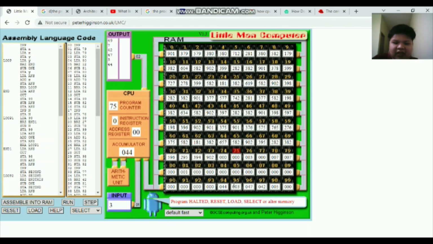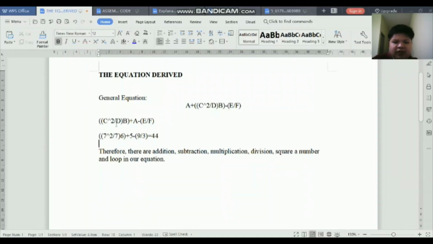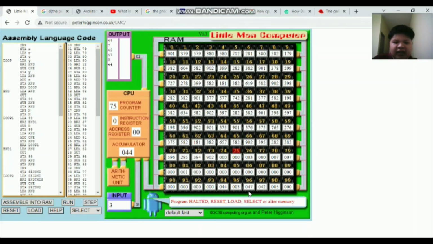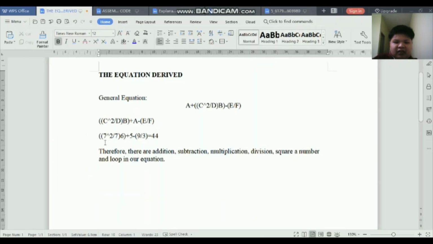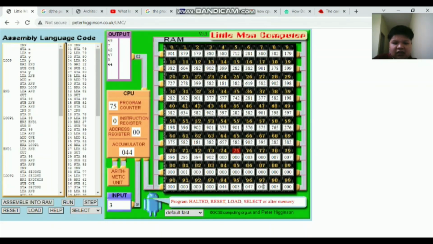R95 is e divided by f. R96 is our c squared divided by d times b plus a. And R97 is c squared divided by d times b, so 42.